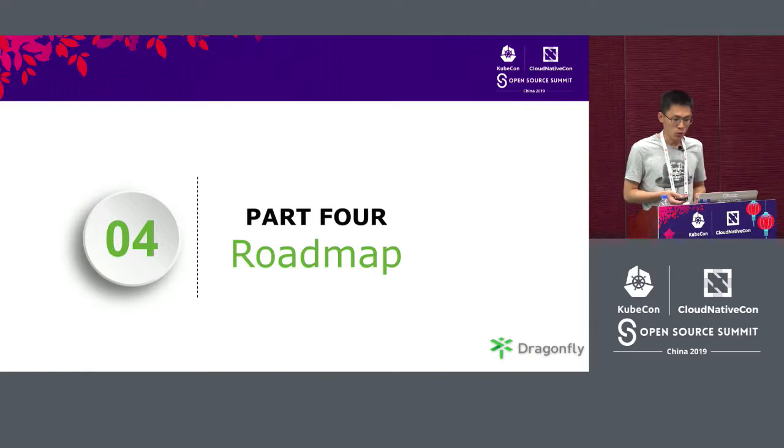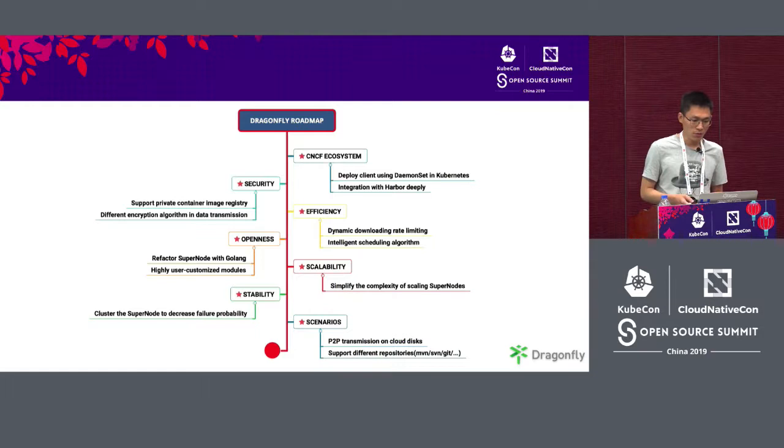Then let me introduce to you the future planning of Dragonfly. I will talk about several things. For example, the CNCF ecosystem: we would cooperate or integrate deeper with Harbor. And also, we want to support Containerd, and that is already being carried out. Then for security, we will support the private container image registry, and that's also already done.